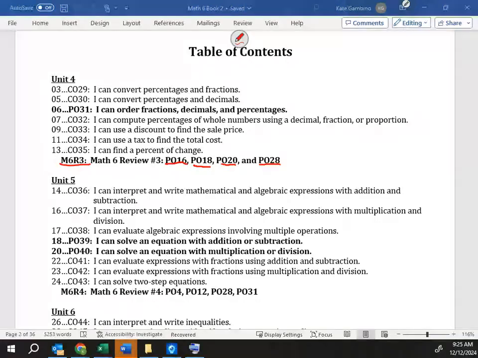So it's going to be your responsibility to go back and look at those. We've already passed these objectives. We've already taken our test on it. So we're not getting new questions on the practice test on Monday because we've already had questions on these. But there will be a question from PO16, PO18, PO20, PO28 in that Math 6 review on our real test.